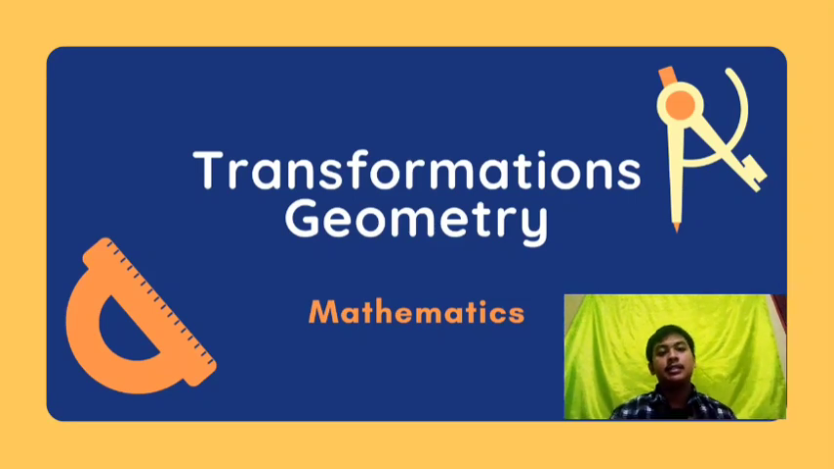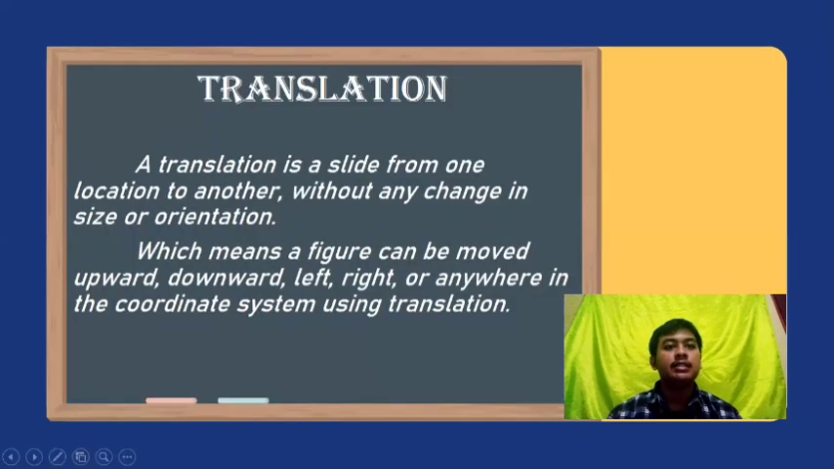The first is translation. A translation is a slide from one location to another without any change in size or orientation, which means a figure like points, a line, a row, and then two-dimensional shapes or three-dimensional shapes can be moved upward, downward, left, and right, or anywhere in the coordinate system using translation.